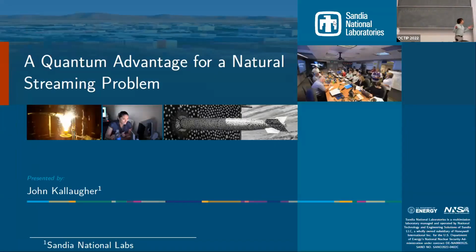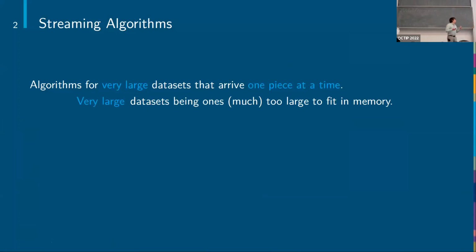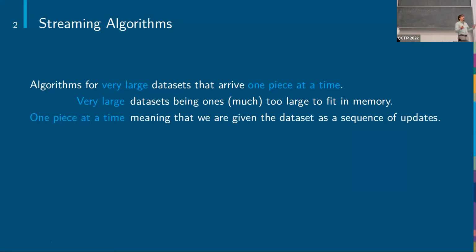Hi, so yes, I'm going to tell you about a quantum advantage for a natural streaming problem. And I want to lead off by just quickly saying what exactly it is that I mean by a streaming problem. So streaming algorithms are this family of algorithms for very large graphs, by which you should understand graphs that are much too large to fit in main memory, that appear one piece at a time.